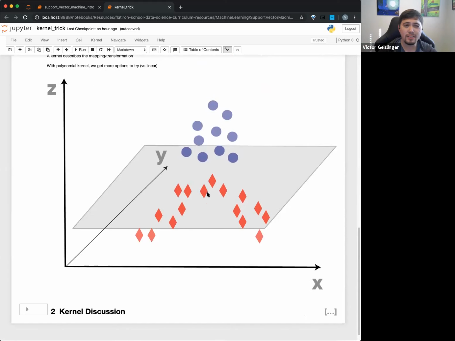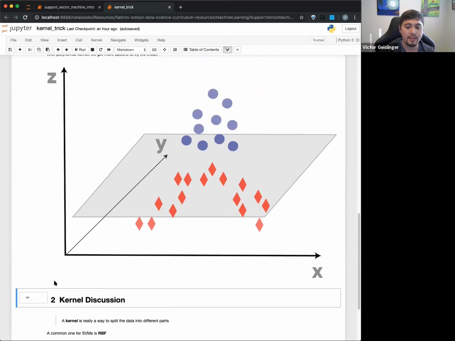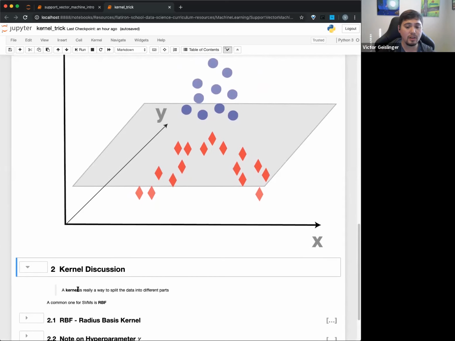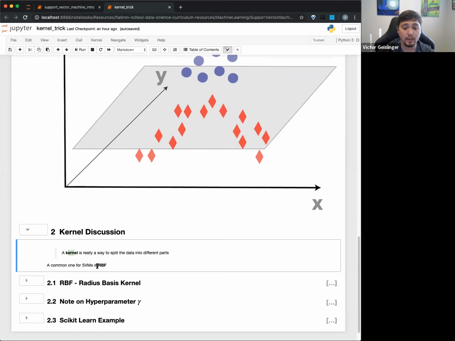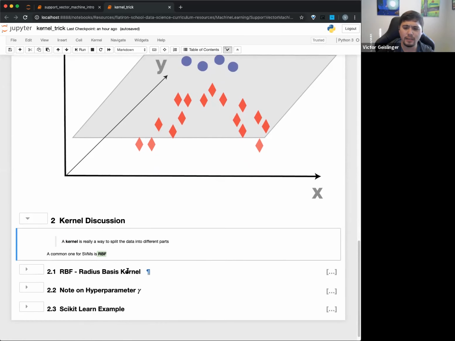So it turns out this can actually be a lot easier, because we can build things around it and then transform it later. This leads us into this kernel discussion. Remember, a kernel is really a way to split the data into different parts. A really common way is something called an RBF, or a radial basis function. I said kernel here, that's funny, but basically the same thing, kernel.